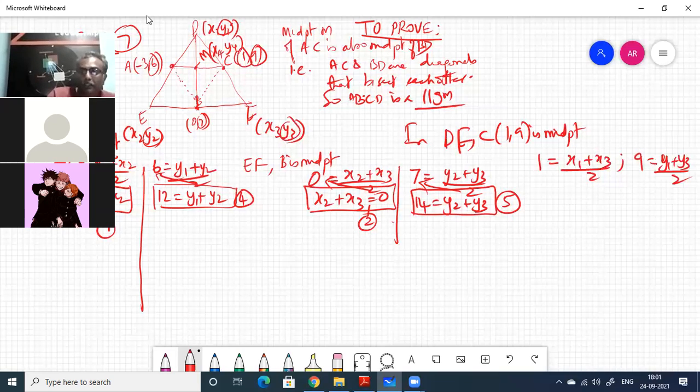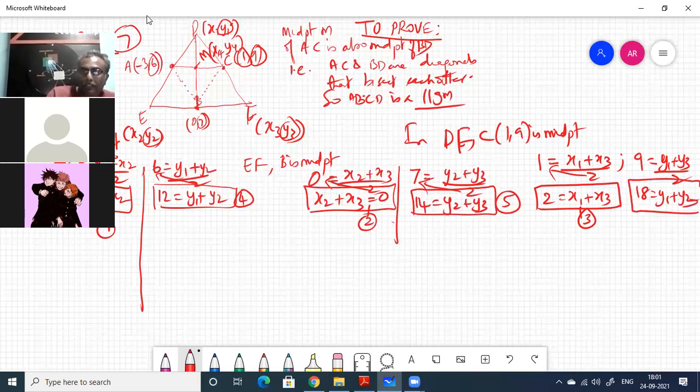Now take this to the other side: 2 is equal to x1 plus x3. This is 3. Then the same way, 18 is equal to y1 plus y3. This is the 6th equation. You have got 6 equations. From that you can get the values of x1, x2, x3, y1, y2, y3. From that you can get AC. Already AC you have got.